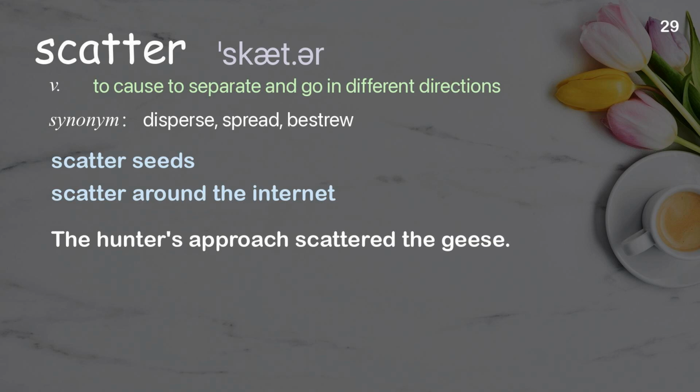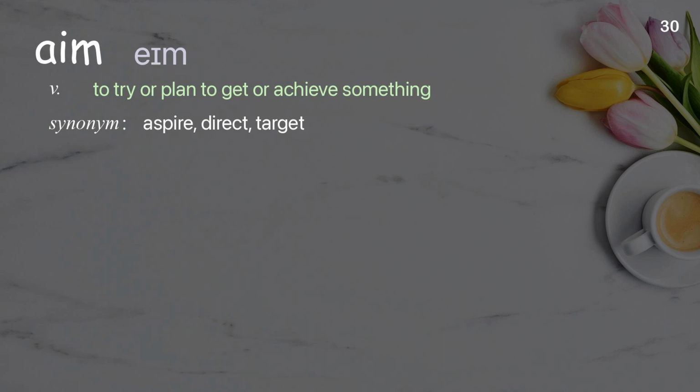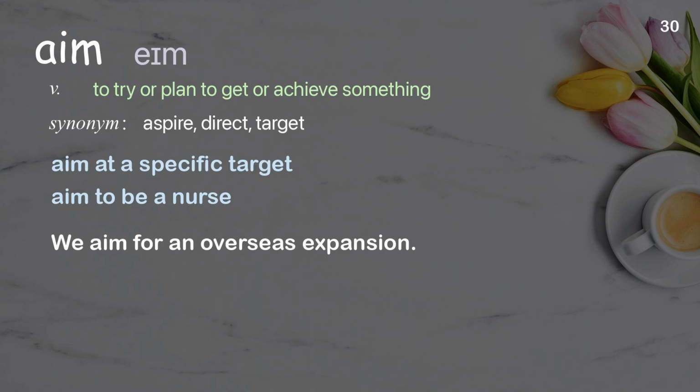Aim. To try or plan to get or achieve something. Examples: aim at a specific target, aim to be a nurse. We aim for an overseas expansion.